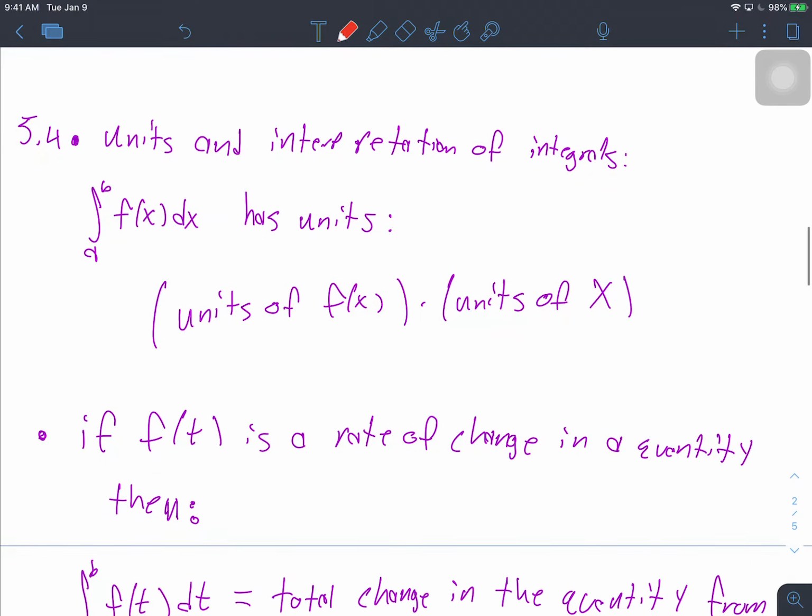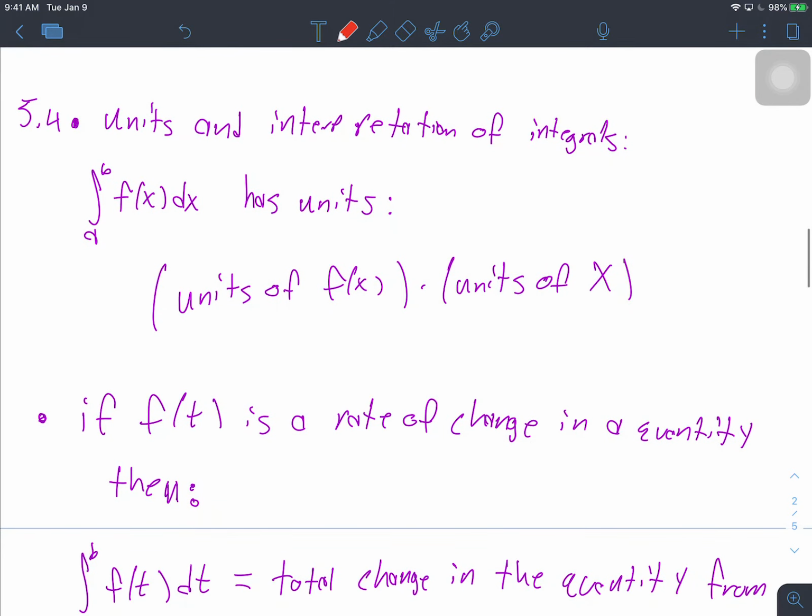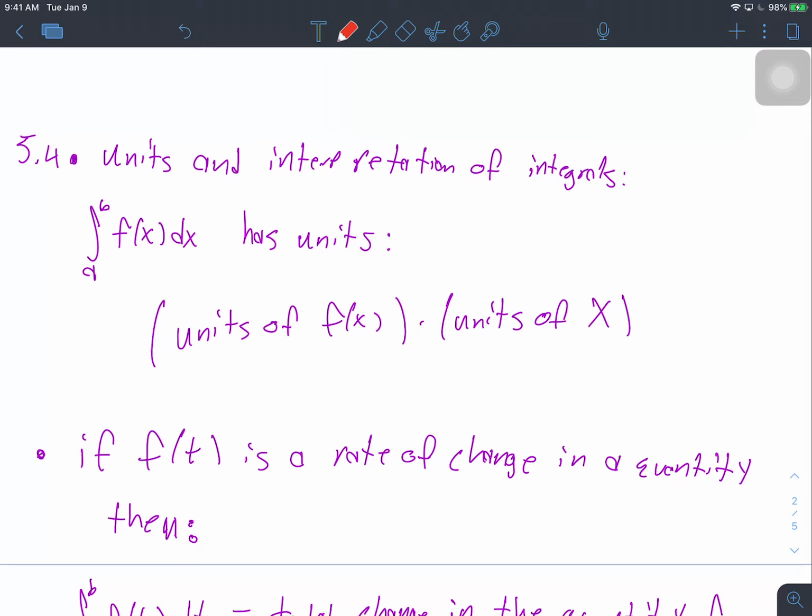5.4, we talked about the units and interpretation of integrals, like in word problems. So the integral from a to b of f of x dx has the units which are the product of the units of f of x and the units of x. So if f of x was in miles per hour and x was in hours, then we would take miles per hour times hours and we would get miles. So for example, miles per hour times hours, that's miles per hour times hour over 1 equals miles. So that's how we do that process.